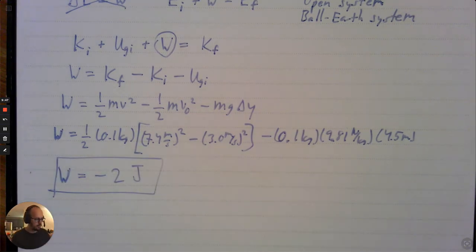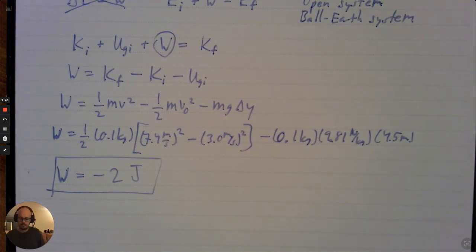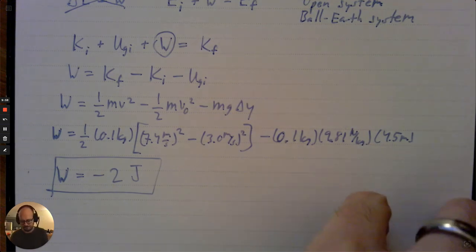So when you have a heat dissipated question, it's always going to be negative work, and it's work done by friction. Okay, next problem.